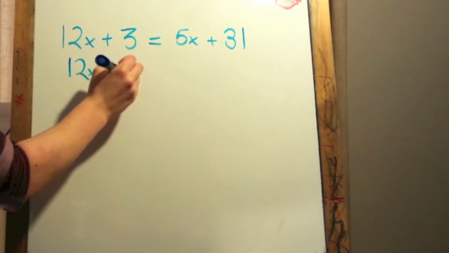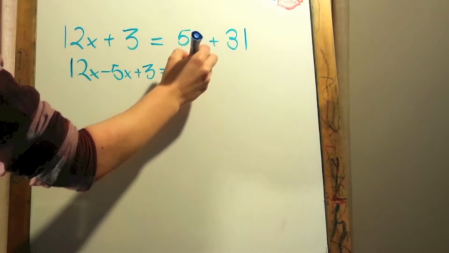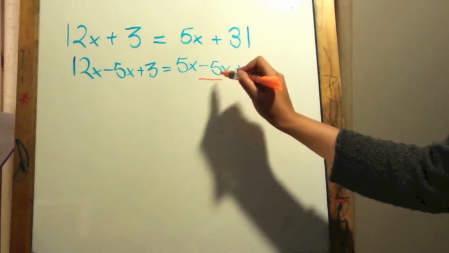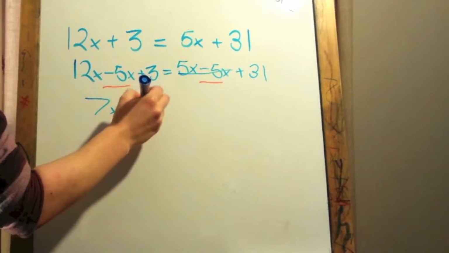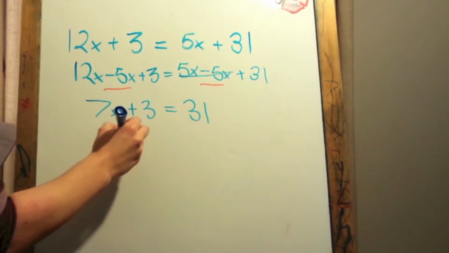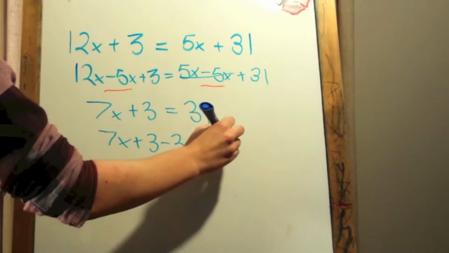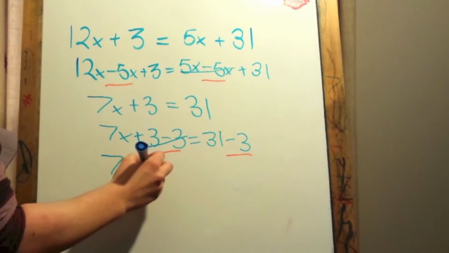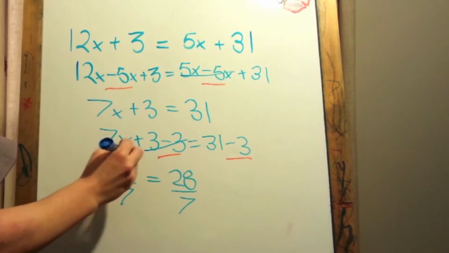We're going to solve this equation by isolating for x. First, we're going to collect all like terms. So we're going to start by subtracting 5x on both sides. And now we're going to simplify our equation. And then we're going to continue collecting like terms by subtracting 3 on both sides. Then we're going to isolate x by dividing by 7 on both sides, which will give us our final answer of x equaling 4.